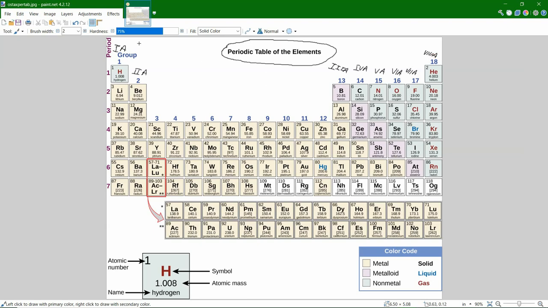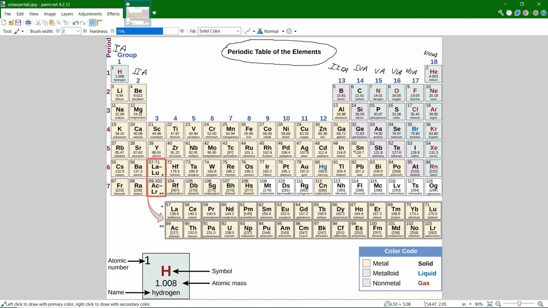Group 1A are our alkali metals. Group 2A is alkaline earth metals. Group 3A is known as the boron family. Group 4 is the carbon family. Group 5 is the atoms family. No, it's not. It's called the pnictogens, P-N-I-C-T-O-G-E-N-S, but mostly just called the nitrogen family. Group 6 is the oxygen family, also called the chalcogens, C-H-A-L-C-O-G-E-N-S. Group 7A is the halogens. And group 8A are our noble gases.